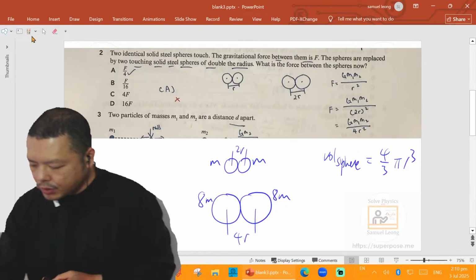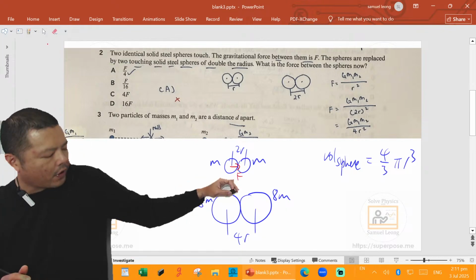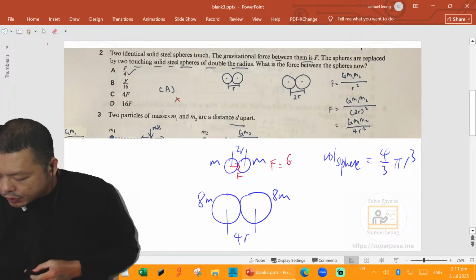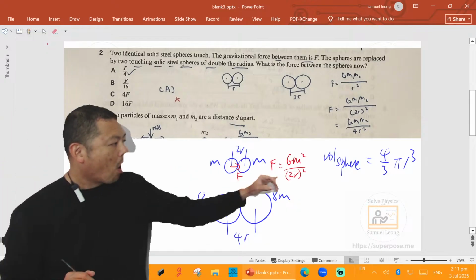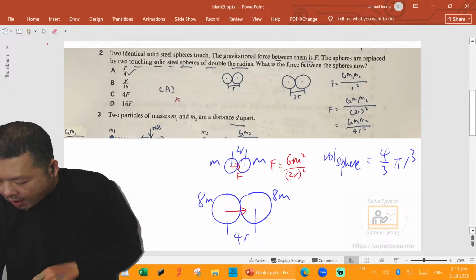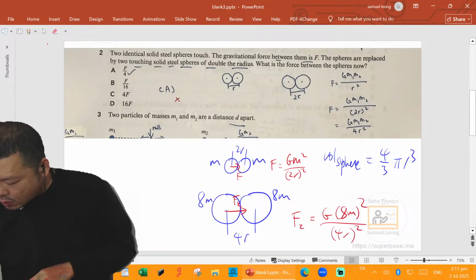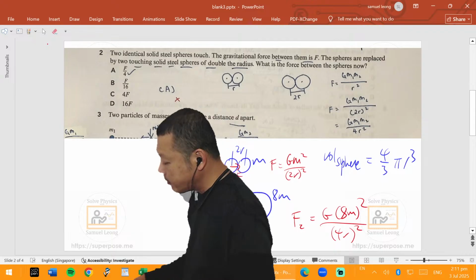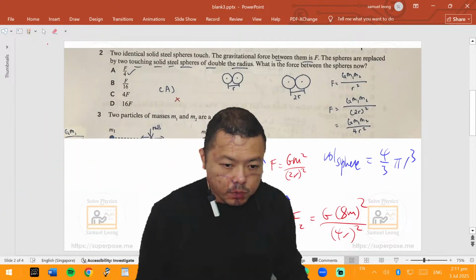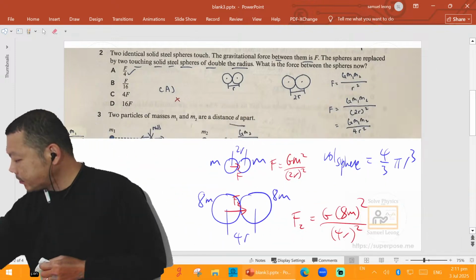So if I tell you that this is the amount of force originally, F equals G m squared over 2r squared, okay? Then what is the new force here? What is F2? Then F2 will be G 8m squared over 4r squared, and then you compare. Is that okay? You can do that now? Yeah? I'll leave that to you.